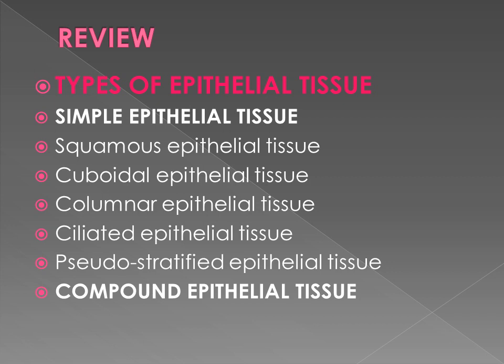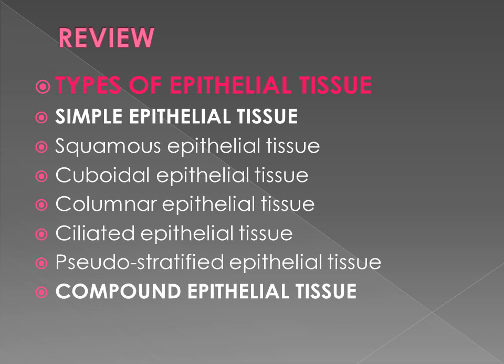Okay, simple epithelial tissue is again classified into 5 types based on its shape, right? Those 5 types are squamous epithelial tissue, cuboidal epithelial tissue, columnar epithelial tissue, ciliated epithelial tissue, and pseudo stratified epithelial tissue. Among these, the first one, squamous epithelial tissue, we discussed in the previous class. Squamous means the shape of the cell is flat, right? And its location and functions we have discussed in the previous session, right?